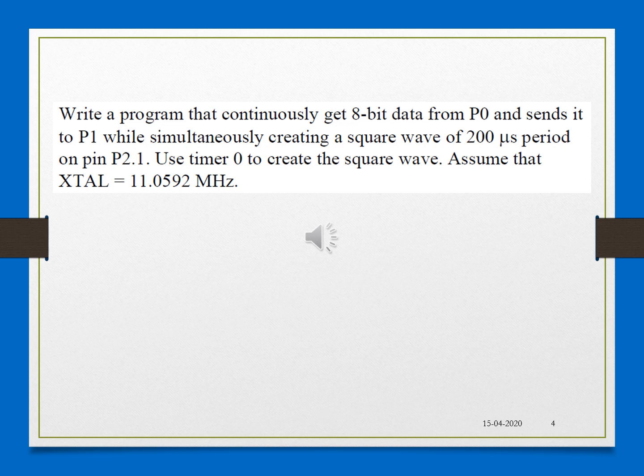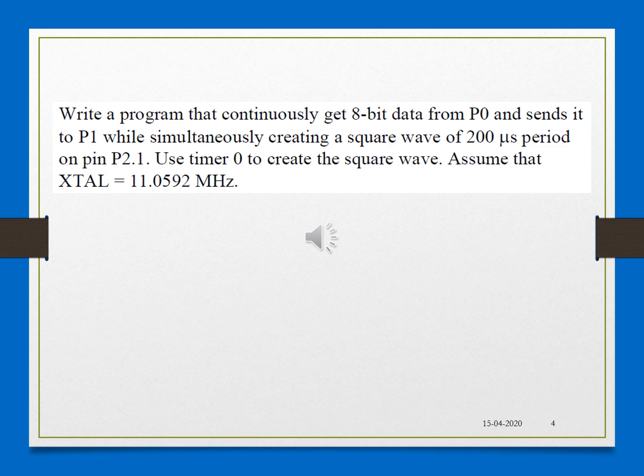We'll understand more about this by looking at an example program. The program says: write a program that continuously gets 8-bit data from port 0 and sends it to port 1 while simultaneously creating a square wave of 200 microsecond period on pin P2.1. Observe here, three things are happening, three ports are used. Read the question, just analyze.